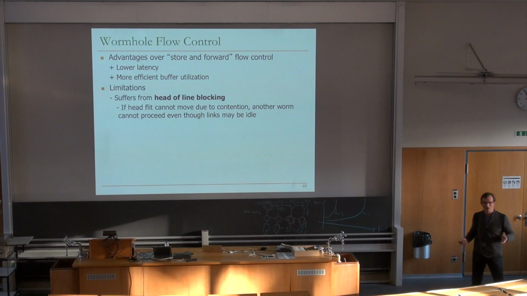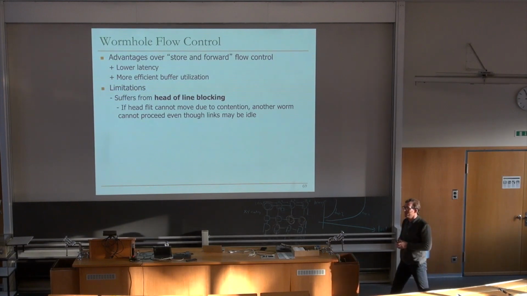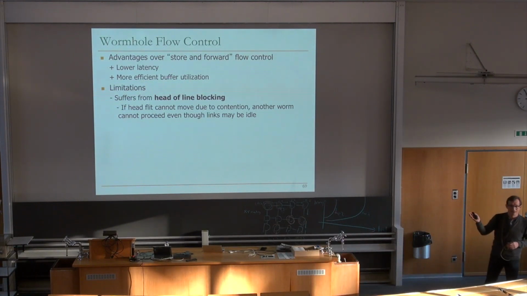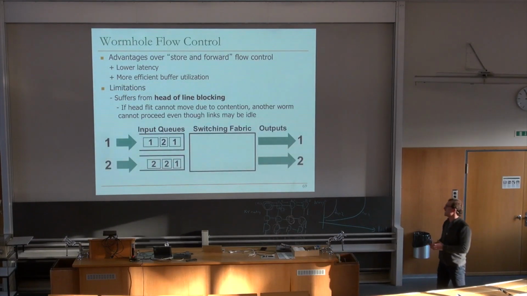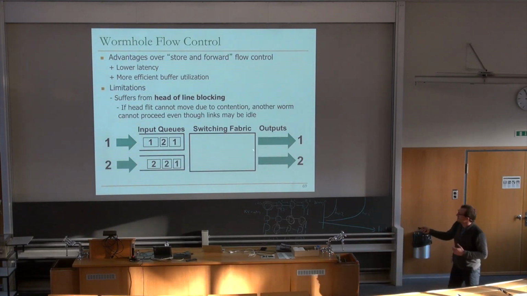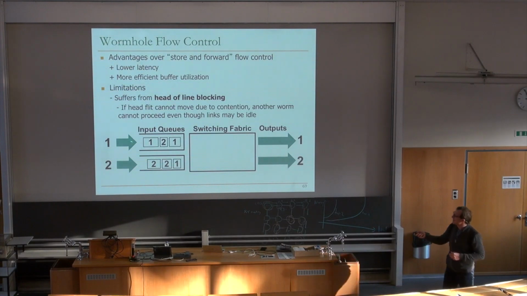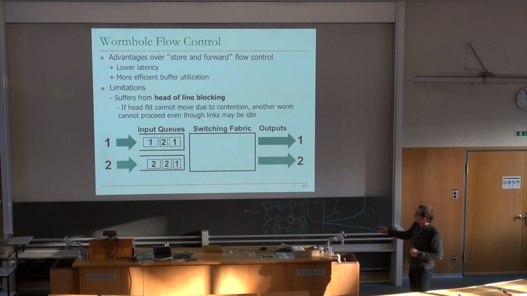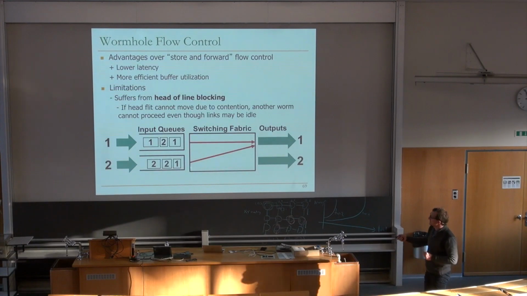Limitations, of course: this also suffers from a limitation called head of line blocking. If the head FLIT cannot move due to contention, another worm cannot proceed, even though links may be idle. And I will give that example to you. This is really a problem with first in, first out queues. You have these input queues, you have these outputs, and you have this router switching fabric. This is input port 1, input port 2, and this is where things should go, output ports. This should go to output port 1, this should go to output port 2, this should go to output port 1. If you look at this, both of the FLITs that are at the head of these input queues need to go to output port 1, right?